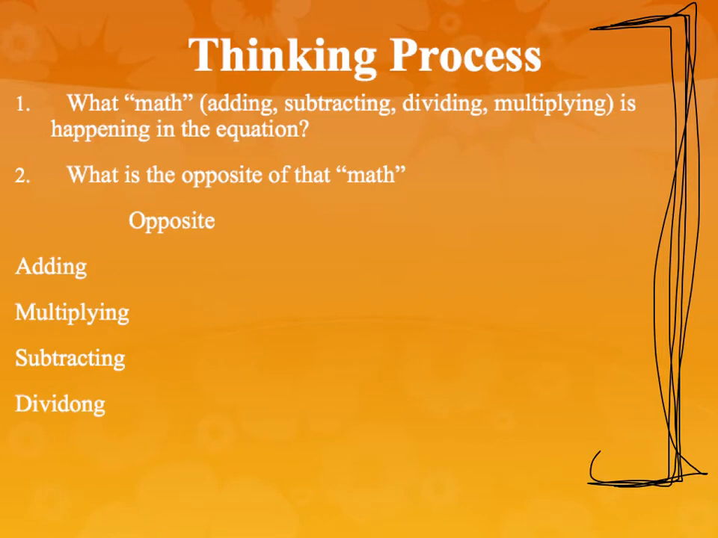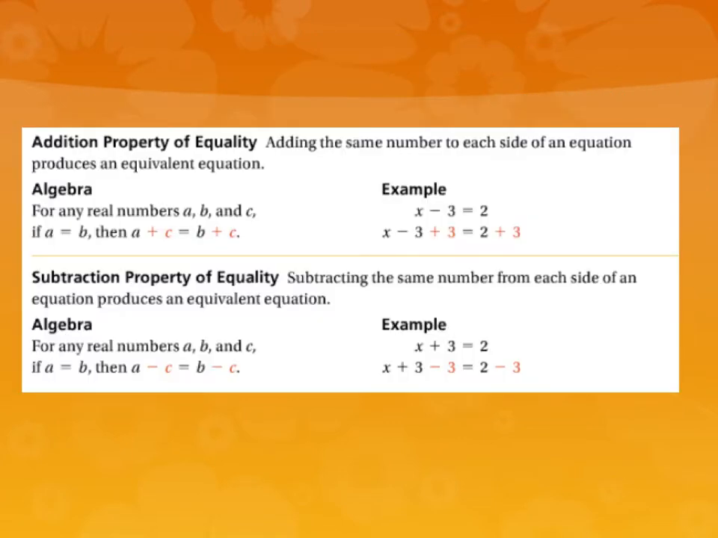Just to refresh your memory of the opposites of your four basic math operations, you probably already know them. Opposite of adding would be subtracting. Opposite of multiplying is dividing. Opposite of subtracting is adding. And opposite of dividing, that should say dividing, is multiplying. So opposite means, how would I undo this?